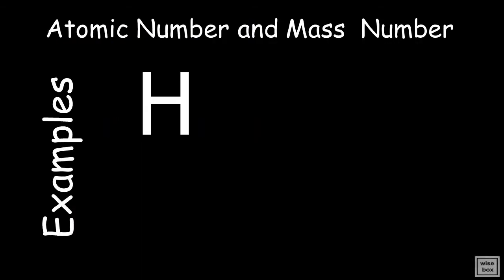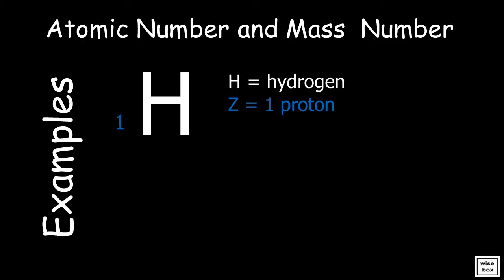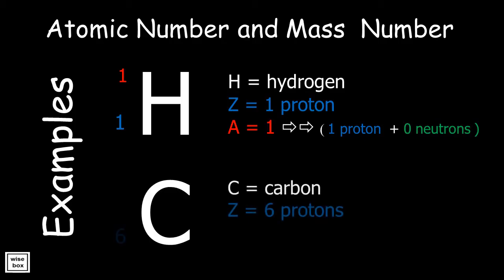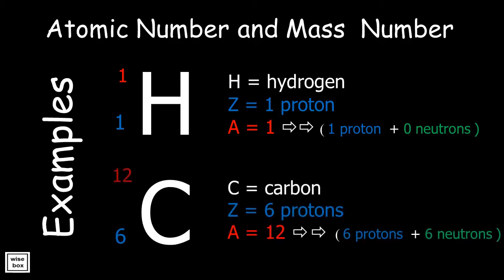For example, hydrogen with atomic number 1, and it has a mass number of 1. This was computed from 1 proton plus 0 neutrons. Next we have carbon with atomic number 6, and it has a mass number of 12, taken from 6 protons plus 6 neutrons.